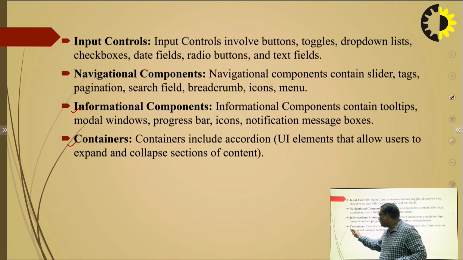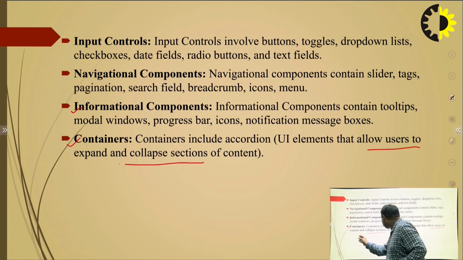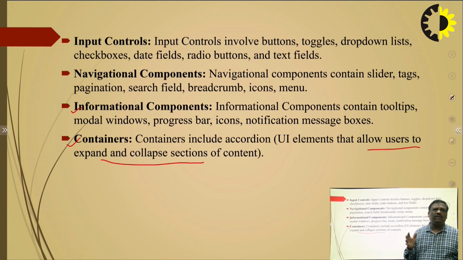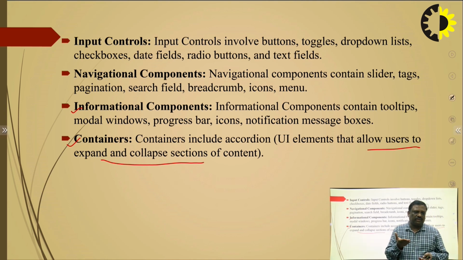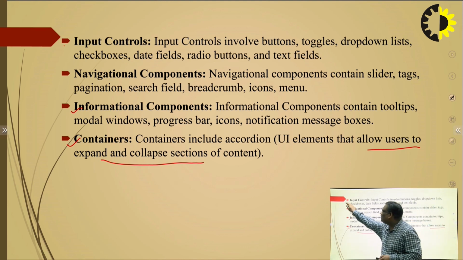And then the fourth one is containers. Containers include accordions. Accordions are UI design elements that allow the user to expand and collapse sections of components. So we have an organized information collection, such as a card. In a card we have some information, and this information is stored in an organized manner.